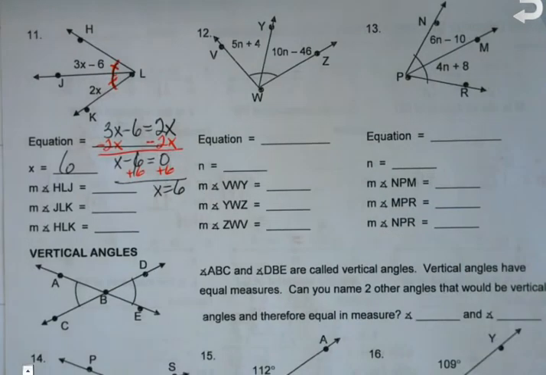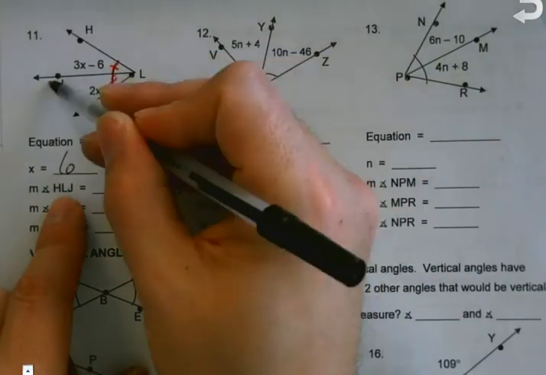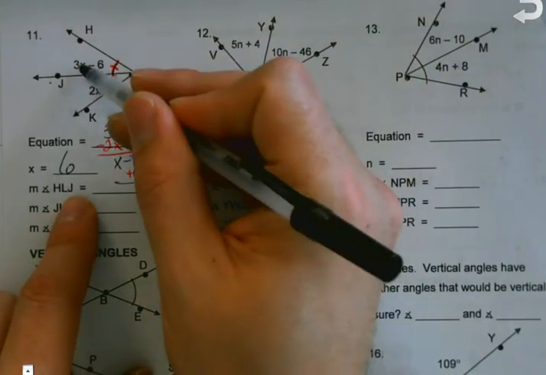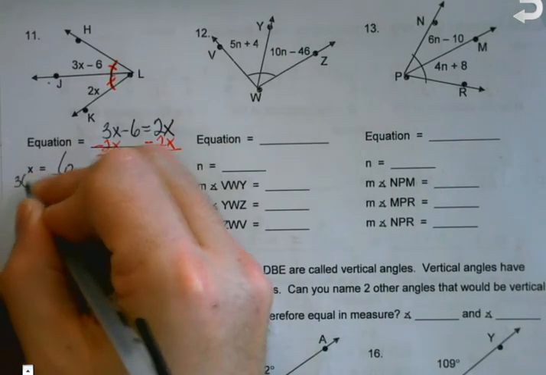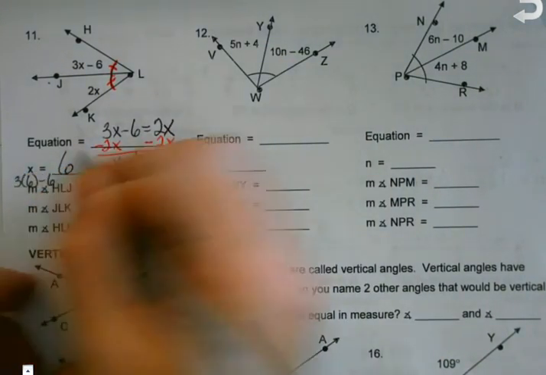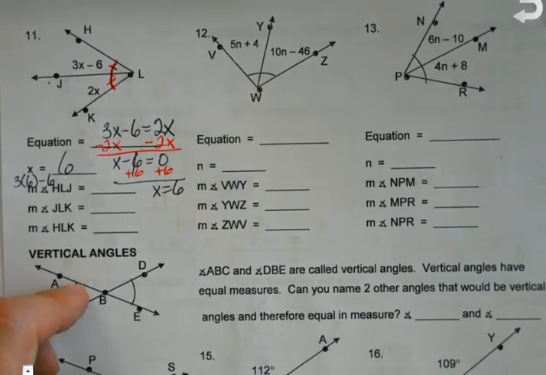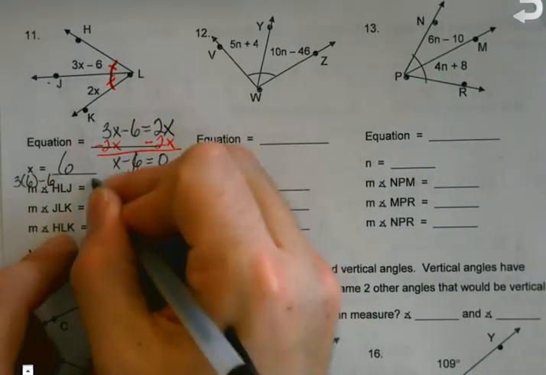So my x value is 6. And now that's going to let me find my other two measurements. HLJ is 3x minus 6, which is going to be 3 times 6 minus 6. 18 minus 6 is 12.